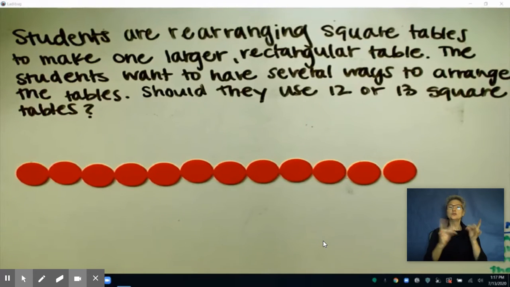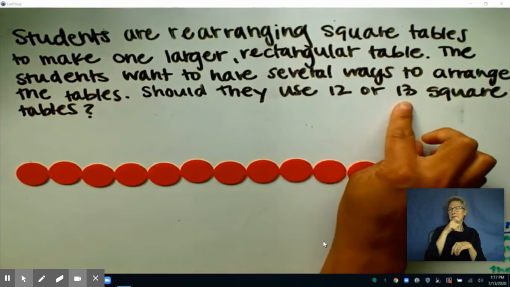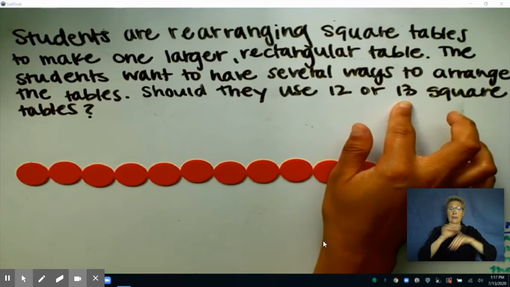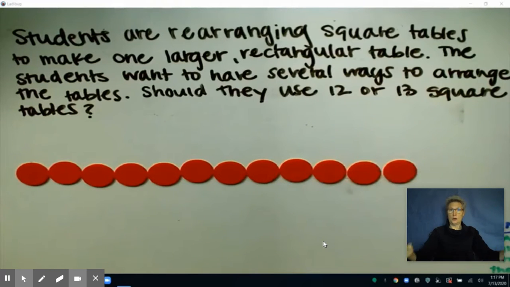Students are rearranging square tables to make one larger rectangular table. The students want to have several ways to arrange the tables. Should they use 12 or 13 square tables? So I understand in this problem that the students can either use 12 or 13 square tables and then arrange those square tables in different ways in order to make one large rectangular table. I'm going to use some counters to help me make some equal rows to see what different ways I can arrange these different sets of square tables.